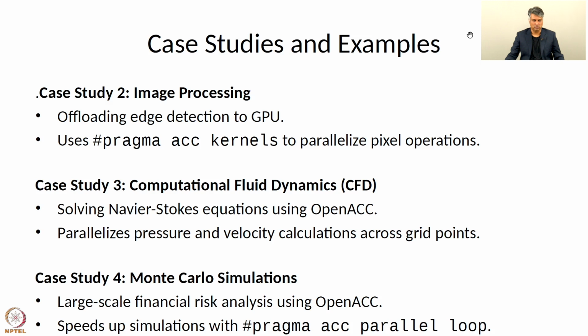Similarly, OpenACC is very good at doing image processing, which is a very embarrassingly parallel problem. So you can do pragma ACC kernels to parallelize different pixel operations. For stencil-based CFD, we have looked at Laplace's equation using successive over-relaxation. We could easily do that using OpenACC directives. We can solve things like Navier-Stokes equations using OpenACC. For example, parallelizing pressure and velocity calculations across grid points can be done quite easily.